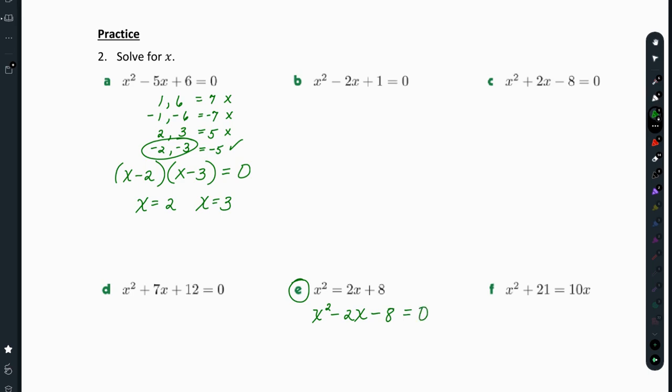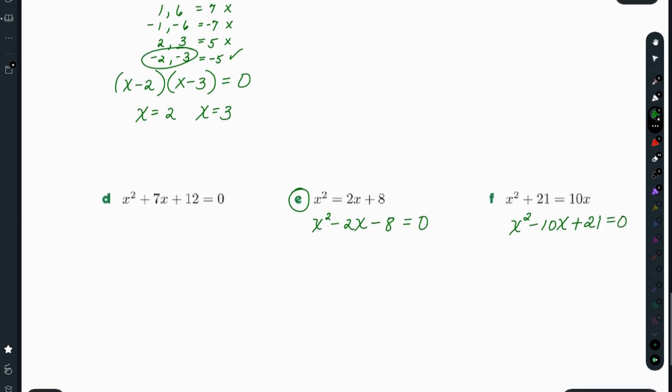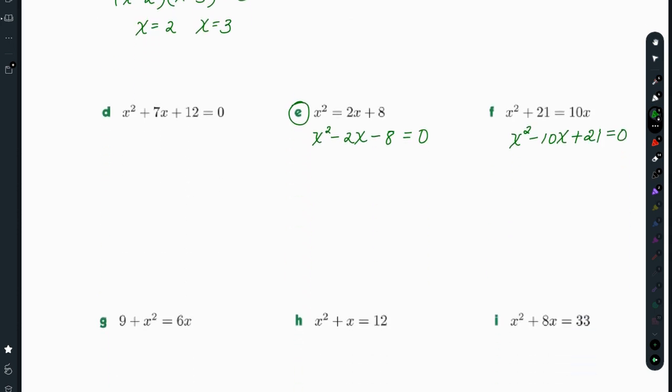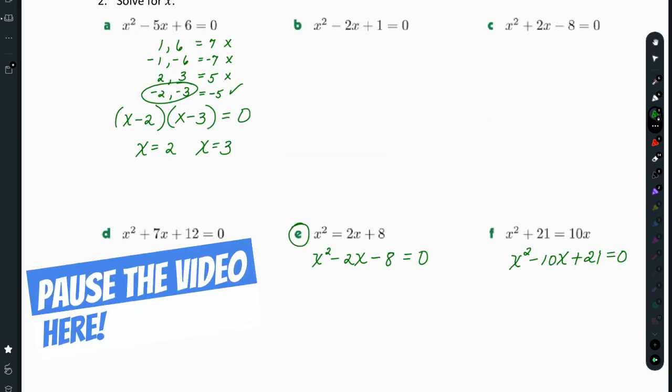Same with letter F. We're going to subtract 10x from both sides. Make sure you're putting things in standard form before you proceed. Okay? You have a few of those scenarios with G, H, and I as well. You want to have the x squared term first, then the linear term with just x in it second, and last you're going to have the constant. When you're ready, come back and check your answers.